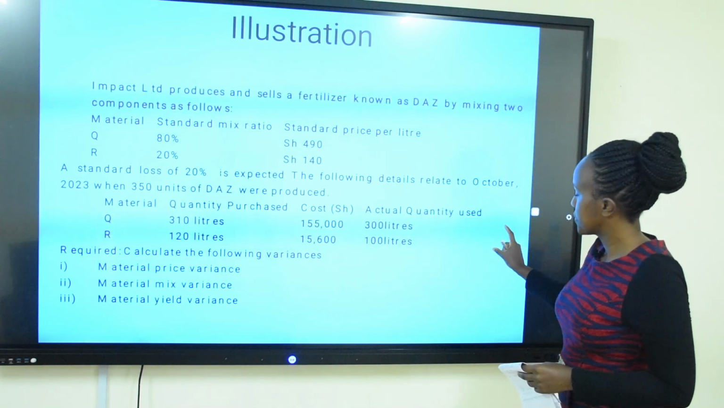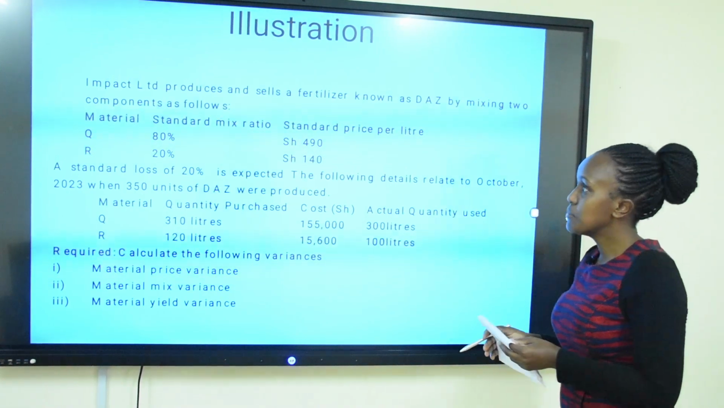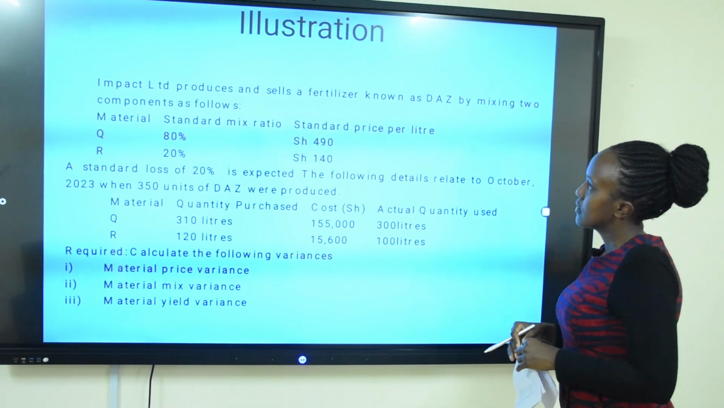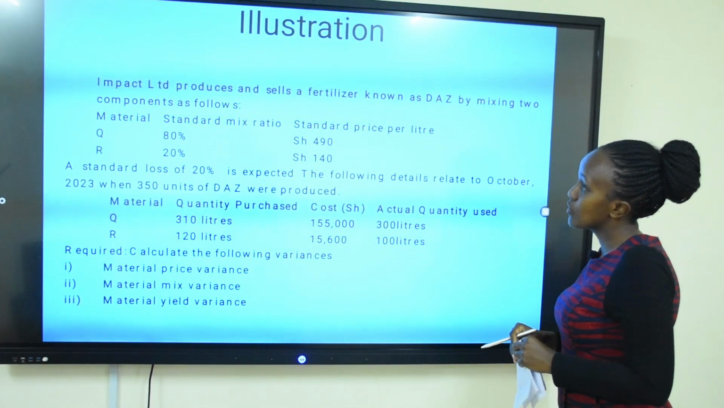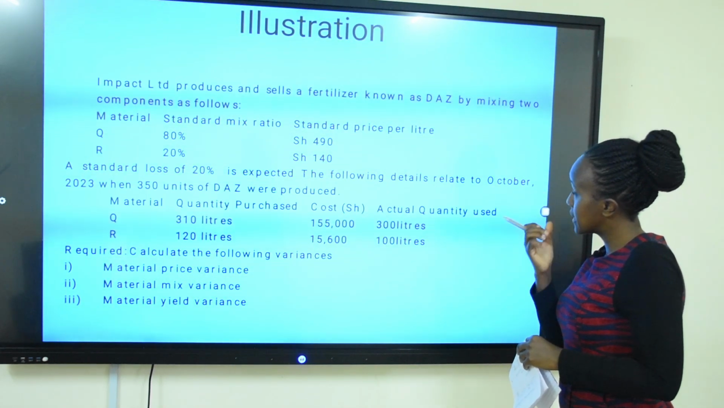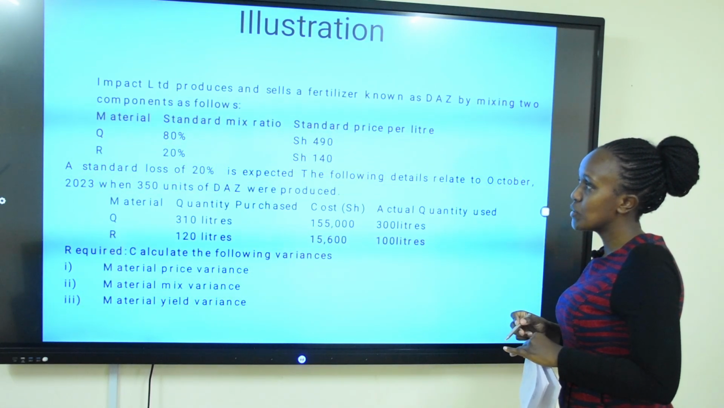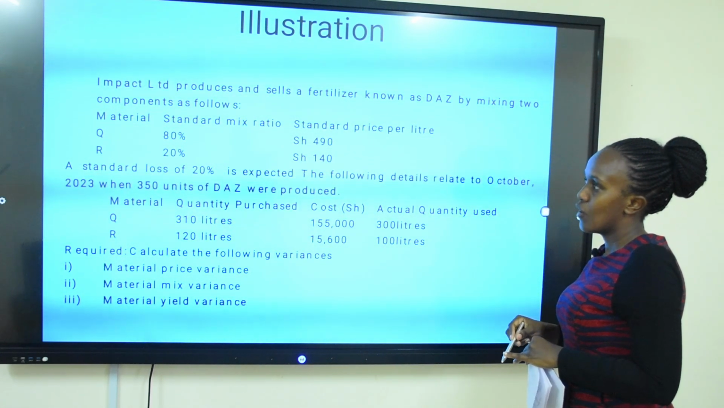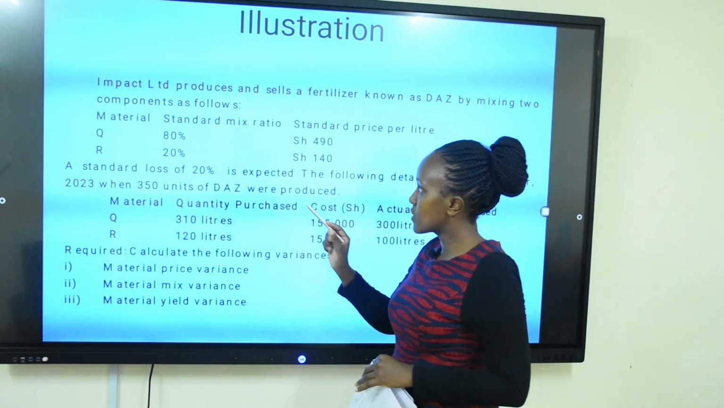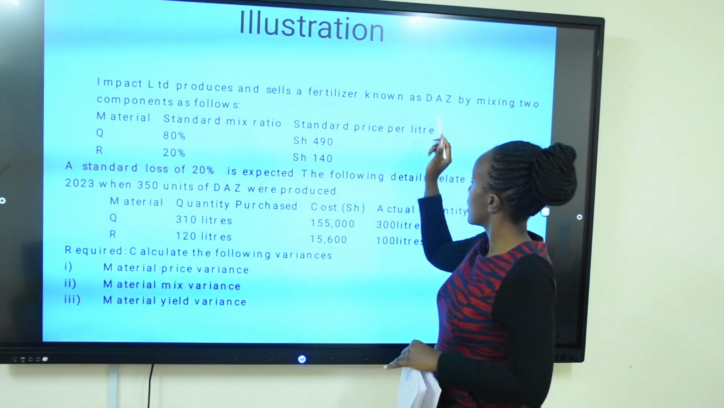You are told Impact Limited produces and sells a fertilizer known as DAS by mixing 2 components as follows. The materials that are used to make the fertilizer are material Q and material R. They are supposed to be mixed at a standard ratio of 80% and 20% respectively. So the right mix is 80% of Q and 20% of R to make the fertilizer known as DAS.